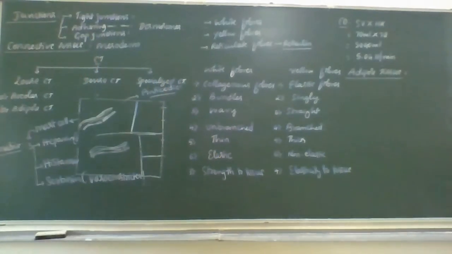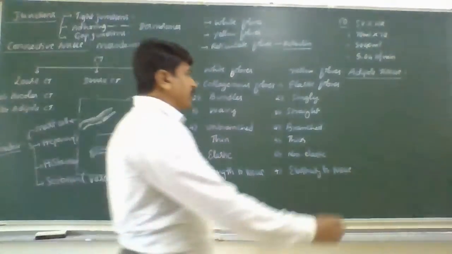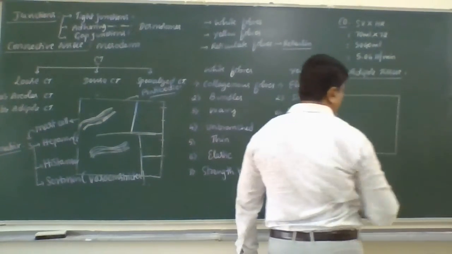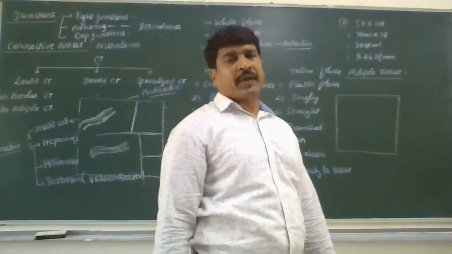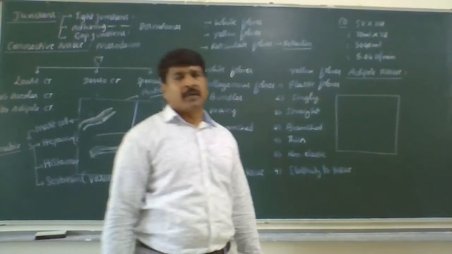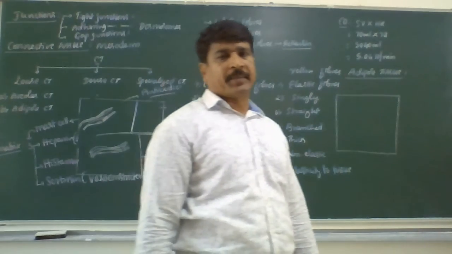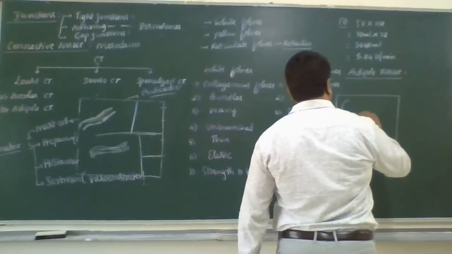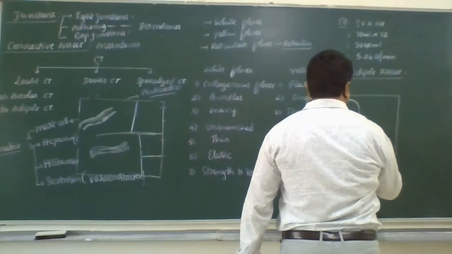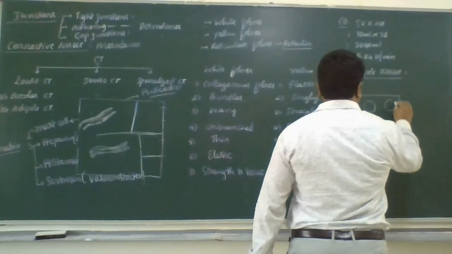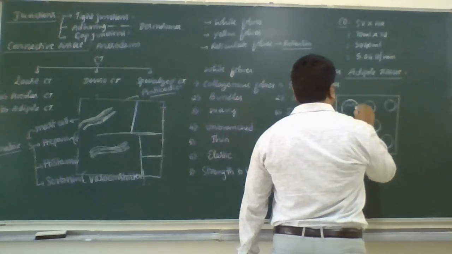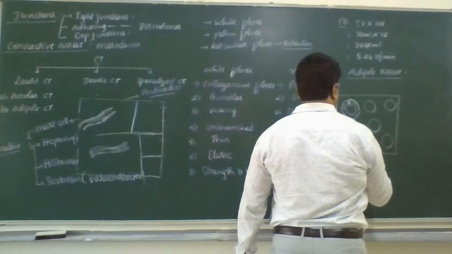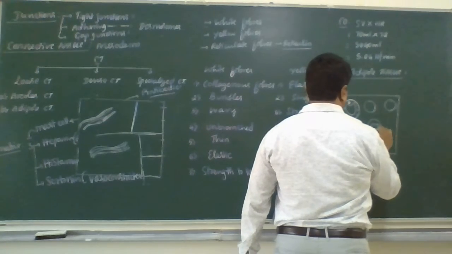Now let us come to the structure of the adipose tissue. Let us consider this is an adipose tissue. Here also the matrix of the adipose tissue contains a few fibrocytes or fibroblasts, white fibers, yellow fibers, and more number of fat storing cells called adipocytes. You remember this: a few fibrocytes, yellow and white fibers, and more number of fat storing cells called adipocytes.